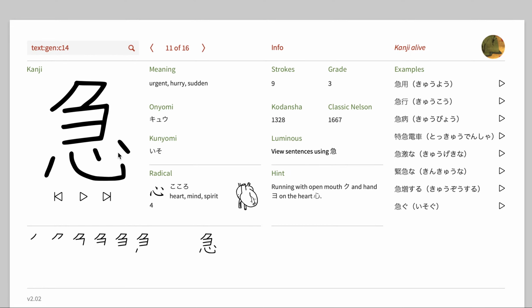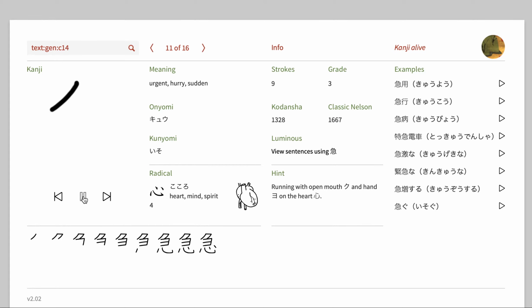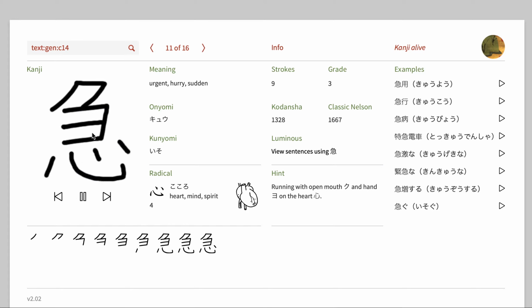Next, I like this kanji a lot. I think it's cool looking. It's the root of the verb isogu, so it's the iso of isogu. The other reading is kyu, so it means urgent, hurry, sudden. And you can find it in dictionaries under the heart radical. As usual, you build it from the top down. It's just like this angle seems to give it speed. The hint, running with an open mouth and a hand on the heart.